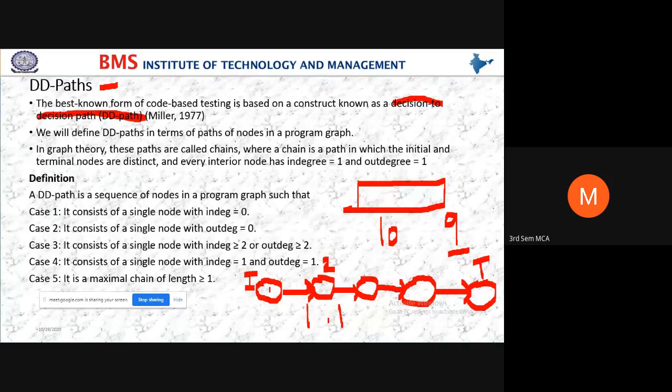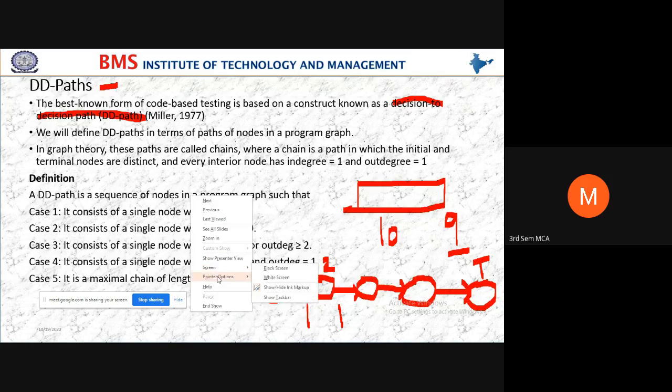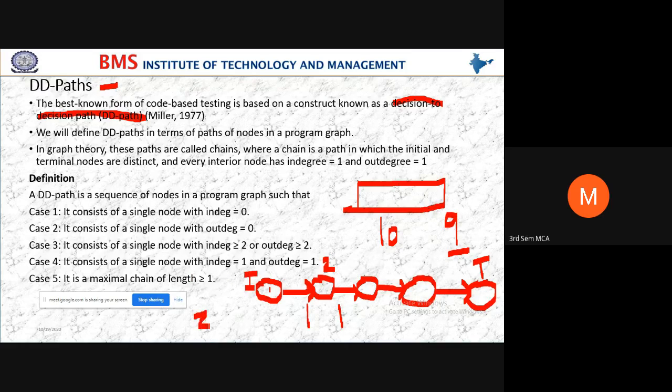But for node 1, is anything coming in? No. So what is the in degree? The in degree is 0, because nothing is coming in. But for node 2, the in degree is 1 and the out degree is also 1.